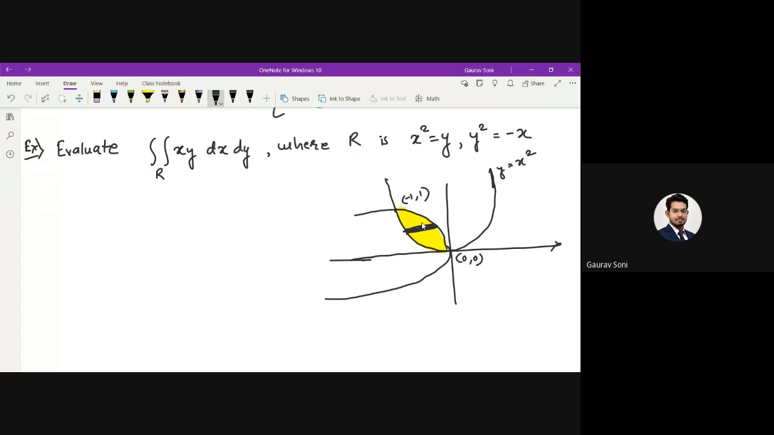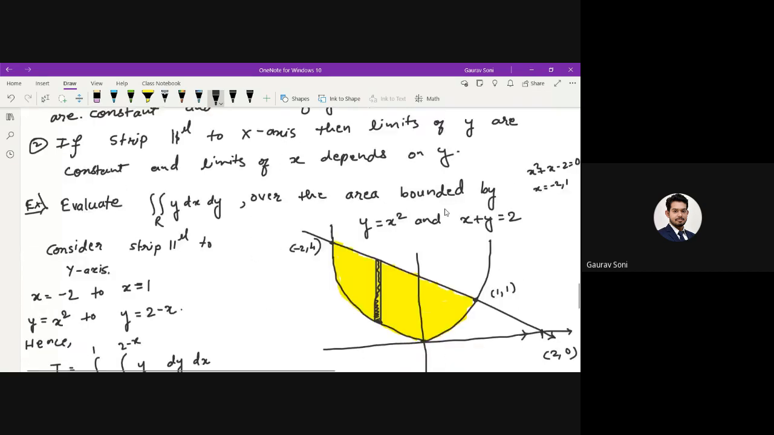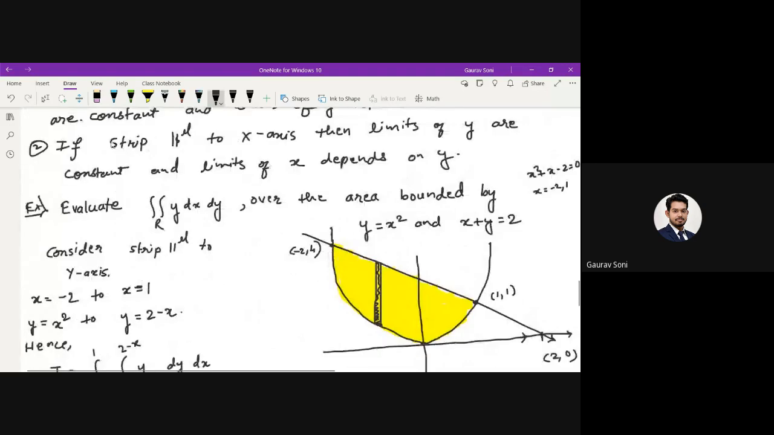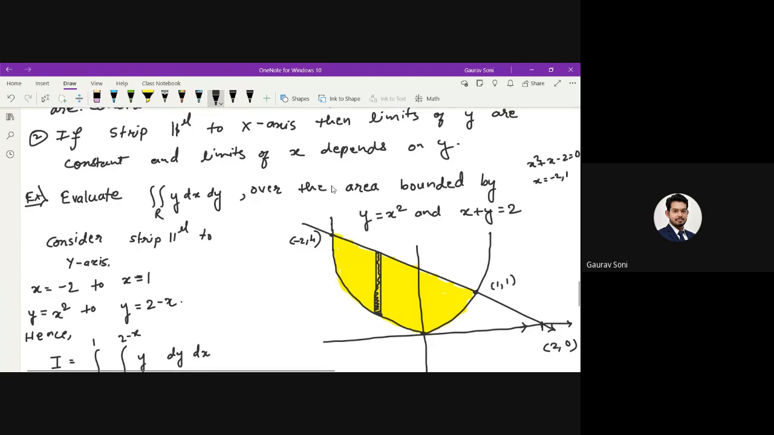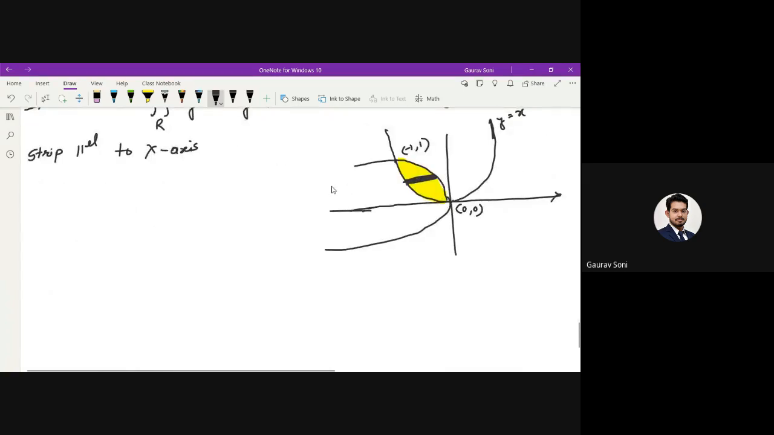Now the strip is considered parallel to the x-axis. What is constant when the strip is parallel to the x-axis? Let me go back to the remark. If the strip is parallel to the x-axis, then the limits of y are constant. What are the limits of y? y is running from, look at the extreme ends and look at the value of y.